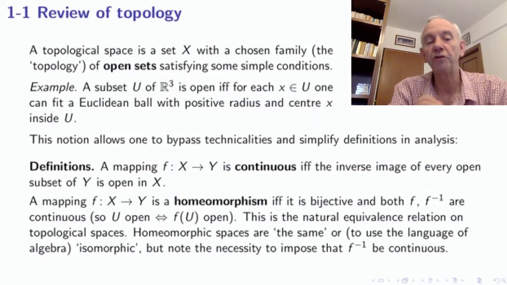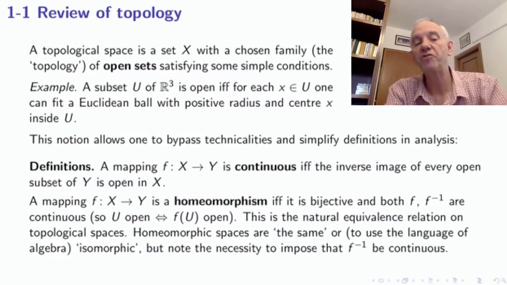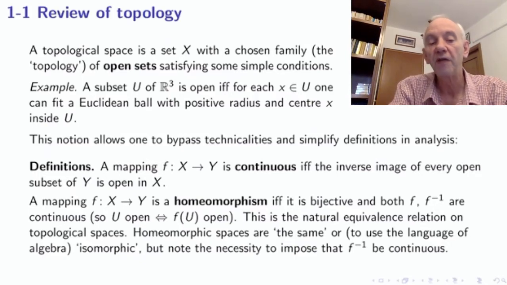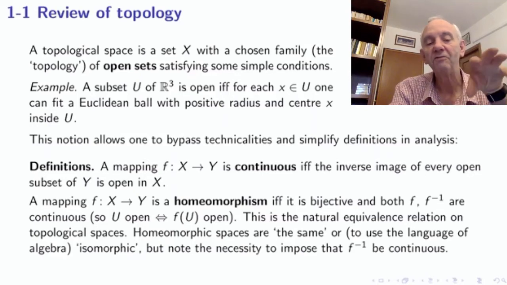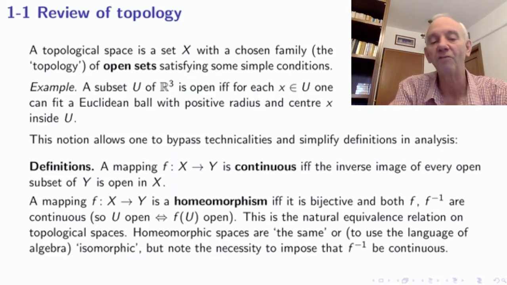So now it is true that if U is an open set of X, then the image of U is open, because really that's the same thing as saying we're talking about F inverse of U. So a mapping is a homeomorphism if it really induces a bijection from the open subsets of X to the open subsets of Y. If U is open in X, if and only if its image is open in Y. That's a homeomorphism.